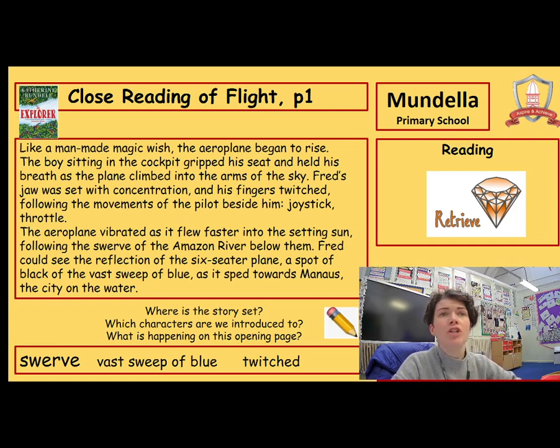Like a man-made magic wish, the aeroplane began to rise. The boy, sitting in the cockpit, gripped his seat and held his breath as the plane climbed into the arms of the sky. Fred's jaw was set with concentration, and his fingers twitched, following the movements of the pilot beside him. Joystick, throttle. The aeroplane vibrated as it flew faster into the setting sun, following the swerve of the Amazon River below them. Fred could see the reflection of the 6-seater plane, a spot of black on the vast sweep of blue as it sped towards Manaus, the city on the water.